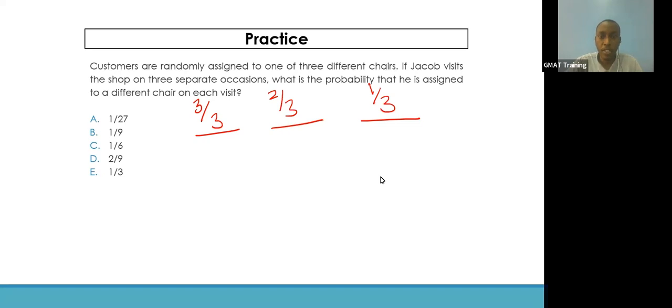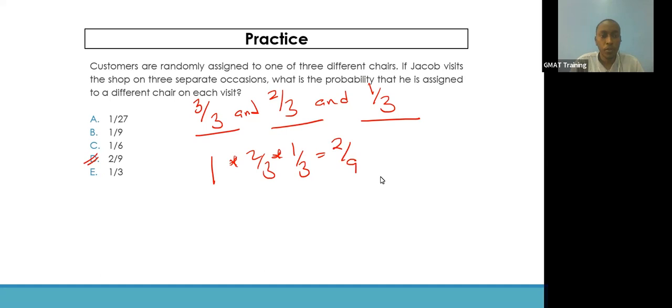So what's the probability that he's assigned to a different chair on each visit? This and this and the third as well. So you have 1 times 2 over 3 times 1 over 3, and this will give you 2 over 9, which is answer choice D.